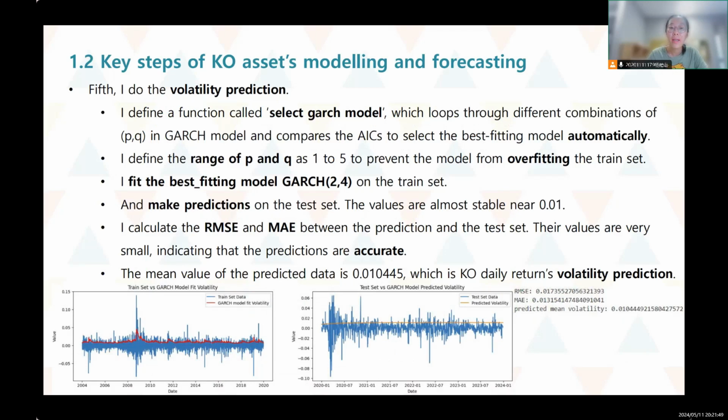I calculate the RMSE and MAE between the prediction and the test set. Their values are very small, indicating that the predictions are accurate. The mean value of the predicted data is 0.010445, which is KO's daily return volatility prediction.